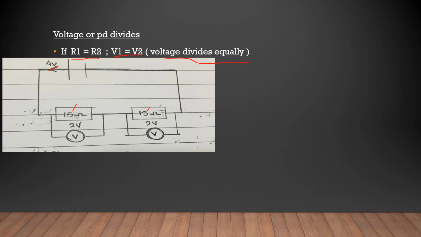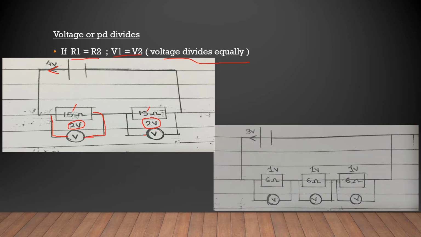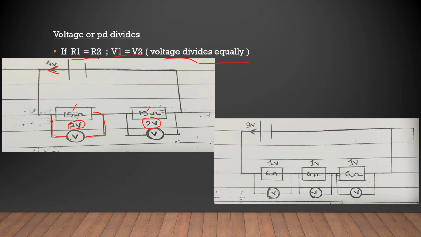See, 4 volt is coming. So, since the resistors are equal, the voltage will divide across these resistors. This 4 volt will divide equally, meaning 2 volt and 2 volt. And this voltmeter will read 2 volt. This voltmeter will also read 2 volt. And see, a voltmeter is a device used to measure the voltage and is always connected in parallel across the resistors.